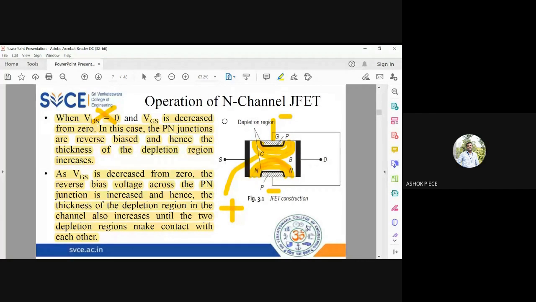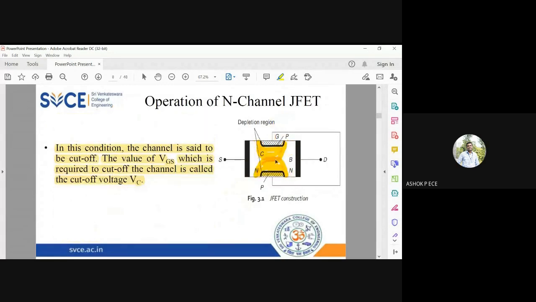Okay, so as I decrease the value of the gate potential, the depletion region will increase and increase, and at one point both the depletion regions will touch each other. At that point, the channel is said to be cut off. Cut off means the current is going to be zero. There will be no current flow inside the device. Cut off means the device is not functioning, or the output from the device is going to be zero. So the VGS value at which cut off happens is called the cut off voltage, denoted by VC.